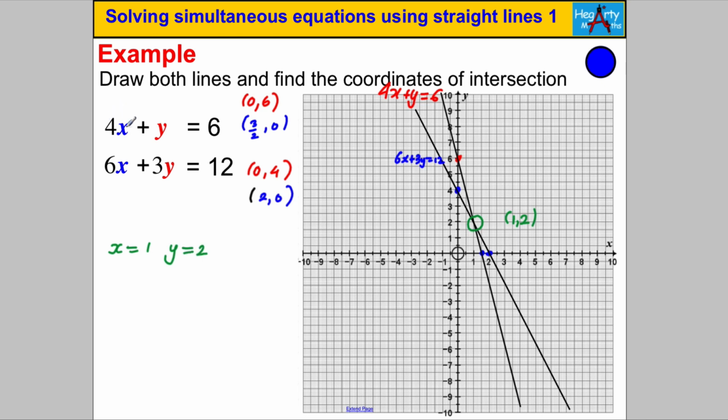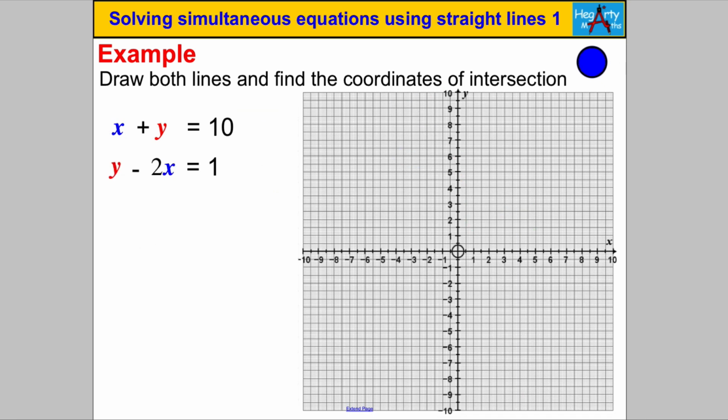Let's check. 4 times 1 is 4, add 2 is 6, works there. 6 times 1 is 6, 3 times 2 is 6, 6 add 6 is 12. That indeed is the solution. Last one here, pause the video, have a go.